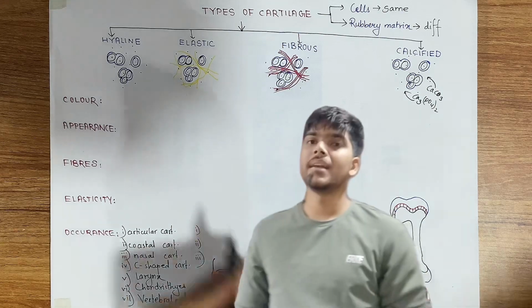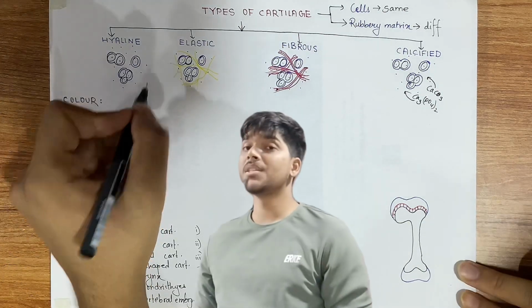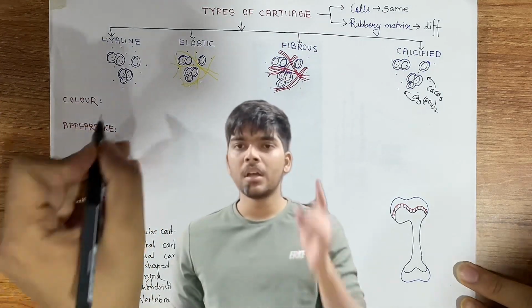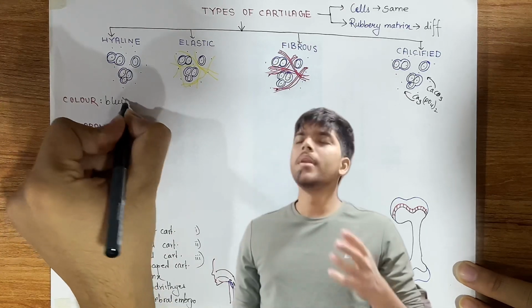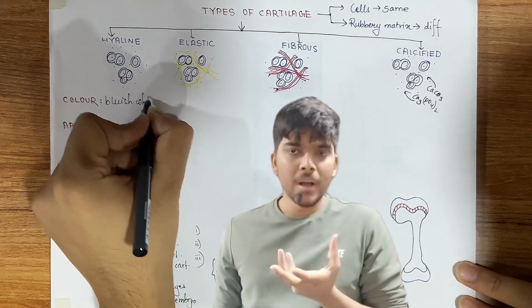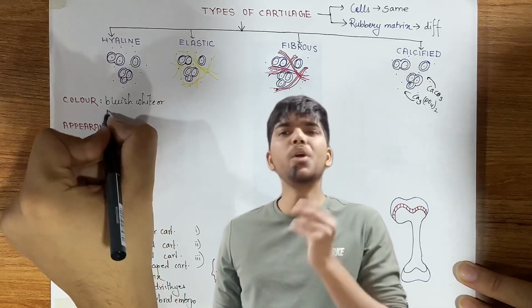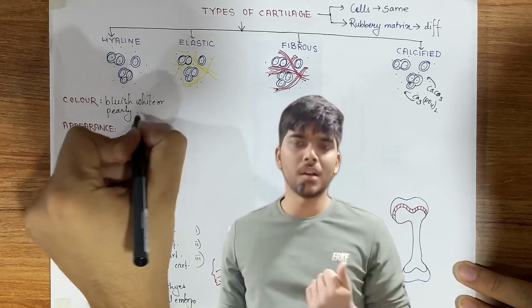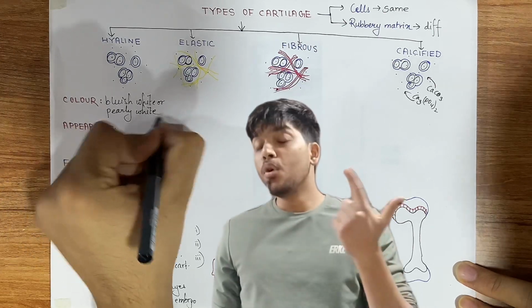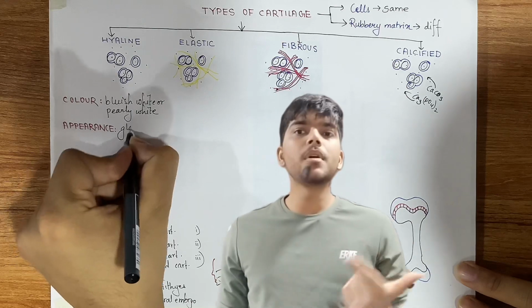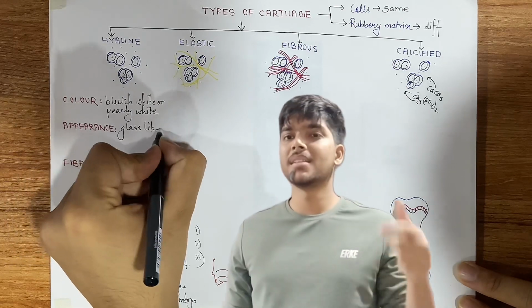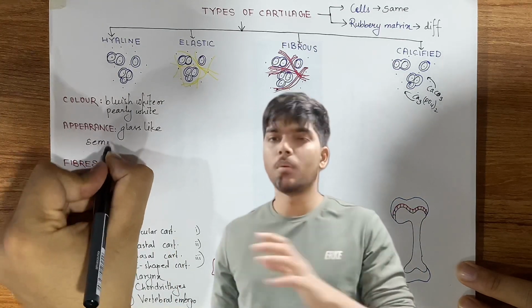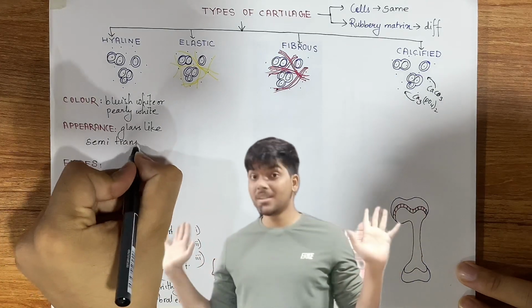First, let's look at hyaline cartilage. Let's look at the various features of hyaline cartilage. Number one, color. When observed under a microscope, hyaline cartilage looks bluish white or pearly white in color. Number two, appearance. It gives off a glass-like appearance. That is, it is semi-transparent. Whoa, whoa, whoa.